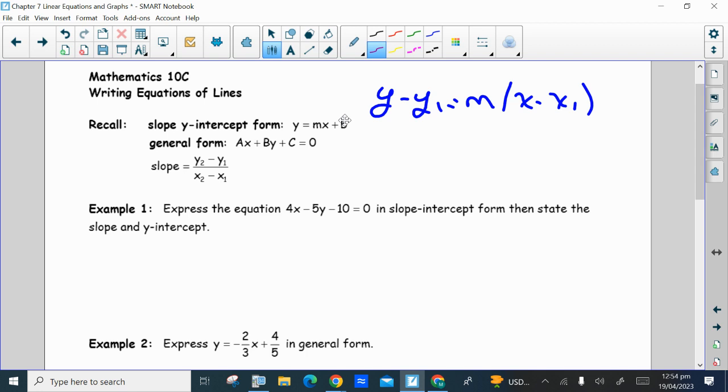So you've got the slope-intercept form, y equals mx plus b. You've got the general form. Remember, everything on one side equal to 0 on the other, no fractions or decimals, and the x term should be positive. And there's the slope formula that we use if you have 2 points and you want to find the slope. Question 1, express that in slope-intercept form, which means you need to get positive y by itself. And then we can state the slope and the y-intercept.